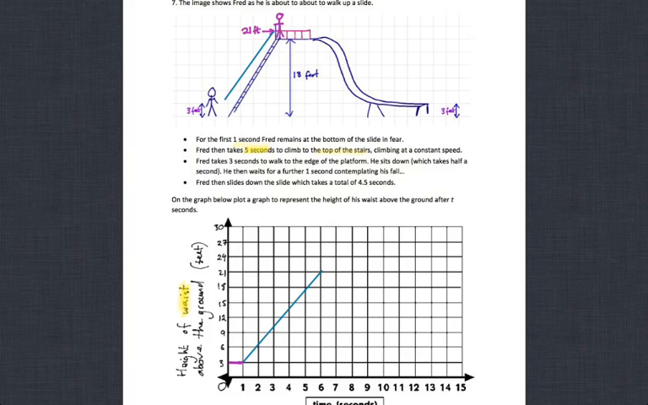He then walks across to the edge of the platform, which takes 3 seconds, which would just be a nice horizontal line. He sits down, which takes half a second, so his waist will go from 21 feet in the air to 18 feet in the air. If you think about this, he would be standing at the edge and he would sit down. Next, he waits for 1 second.